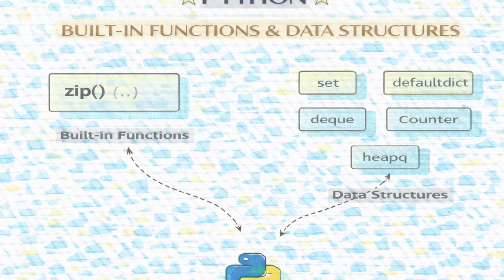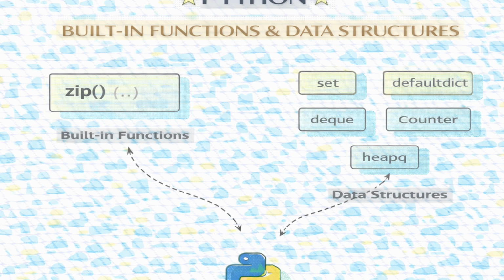Okay, that feels like a good transition. Let's get into the collections module itself. These are like superpowered dictionaries, right? They're subclasses of dict, yeah, with unique, highly optimized behaviors.